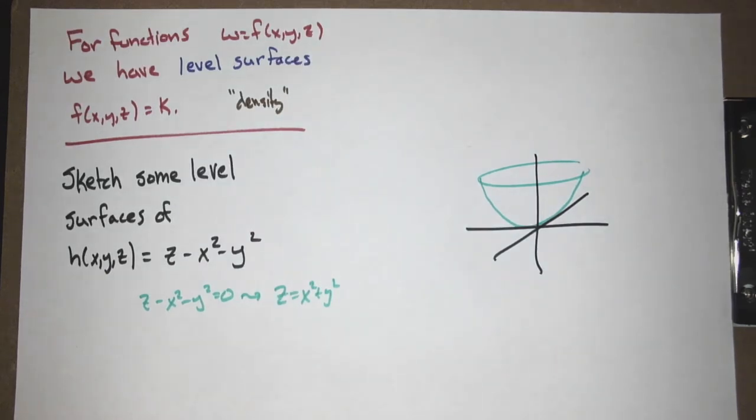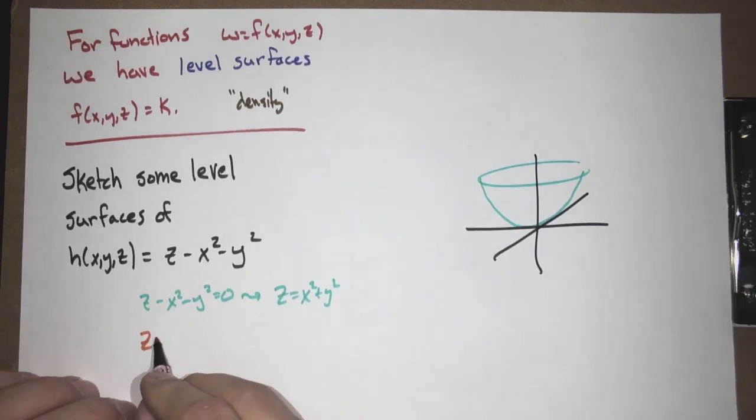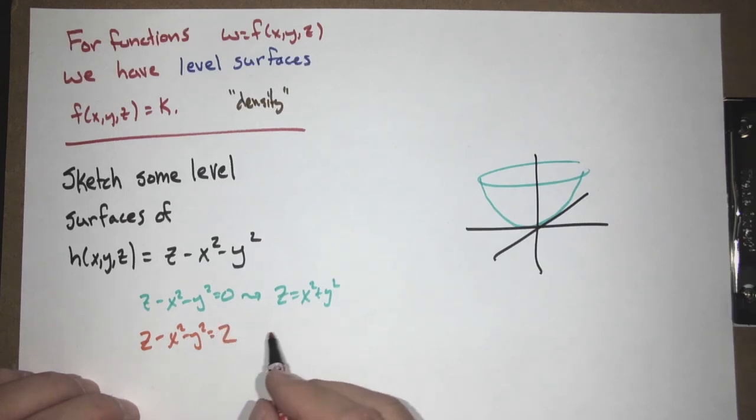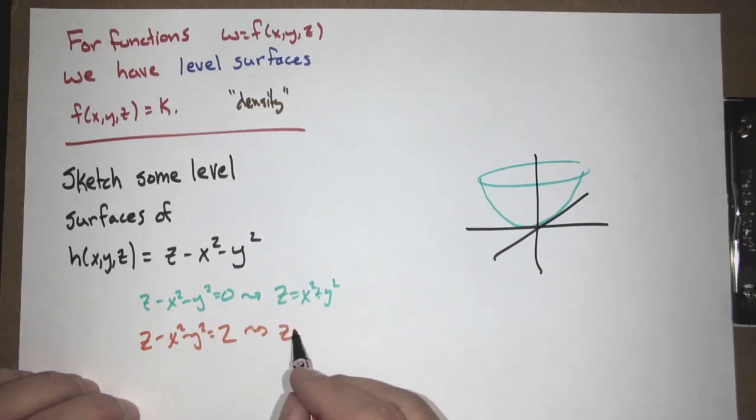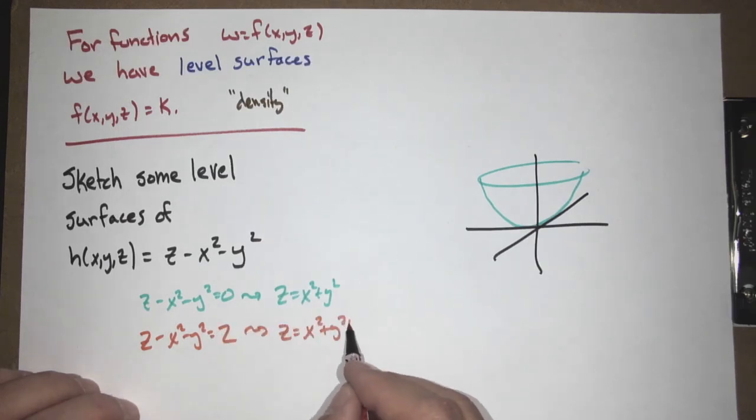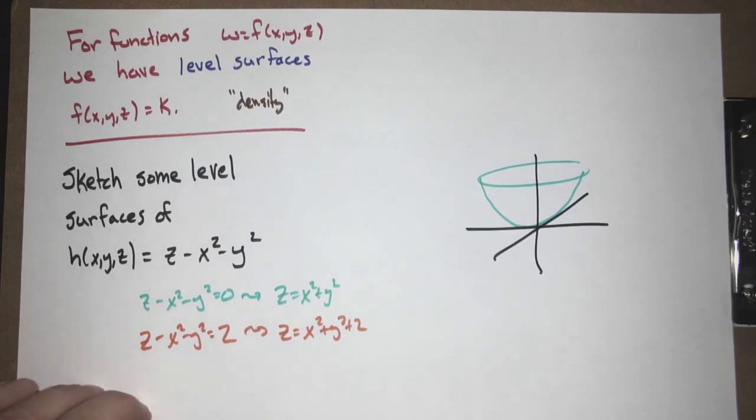Okay, what's another level curve? Well, okay, pick another value for what we should set our function to. Z minus x squared minus y squared equals 2. Z equals x squared plus y squared plus 2. What is that?